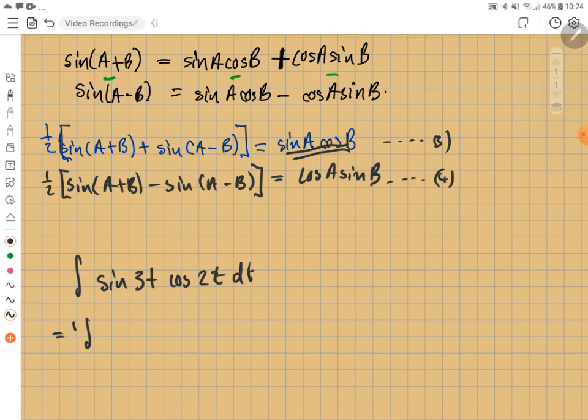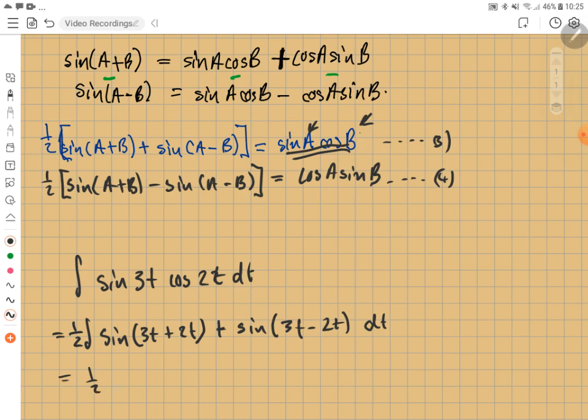So here I can put the half outside, the half that's coming in, and then I'm going to have sine A plus B. So I would have sine of, I can see my A is 3t, so it would be 3t plus my B is 2t, okay? Because the B is what was on cos and the A is what was on sine. Doesn't matter which one exactly. So it's sine A plus B, and then plus sine of A minus B. And A is what's on sine, so it will be 3t minus B, what's on cos, minus 2t. And all this is with respect to t.